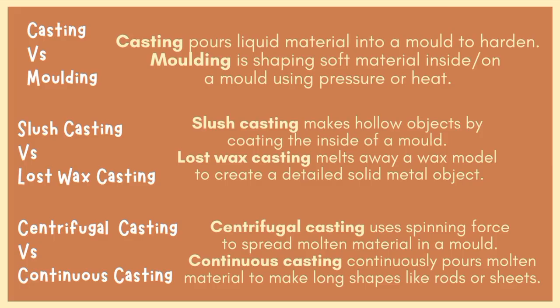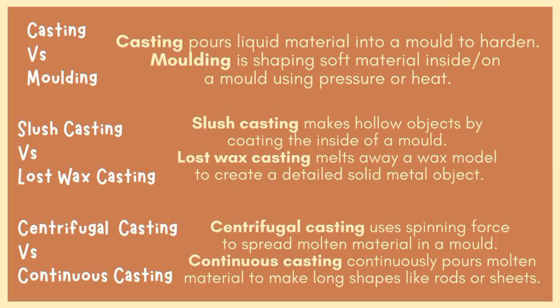Next we have slush casting versus lost wax casting. Slush casting makes the hollow objects by coating the inside of the mold. So you coat the inside walls of the mold with your material. However, in lost wax casting, you melt away the wax model so that your clay model, the clay mold, is left, and then put your molten metal or the molten material inside it and solidify it. So a hollow object is not produced.